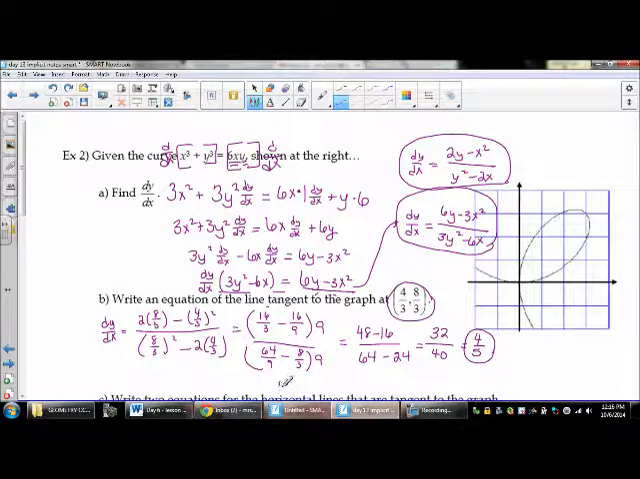The tangent line would be y minus y1 equals m times (x minus x1). And there's my tangent line.